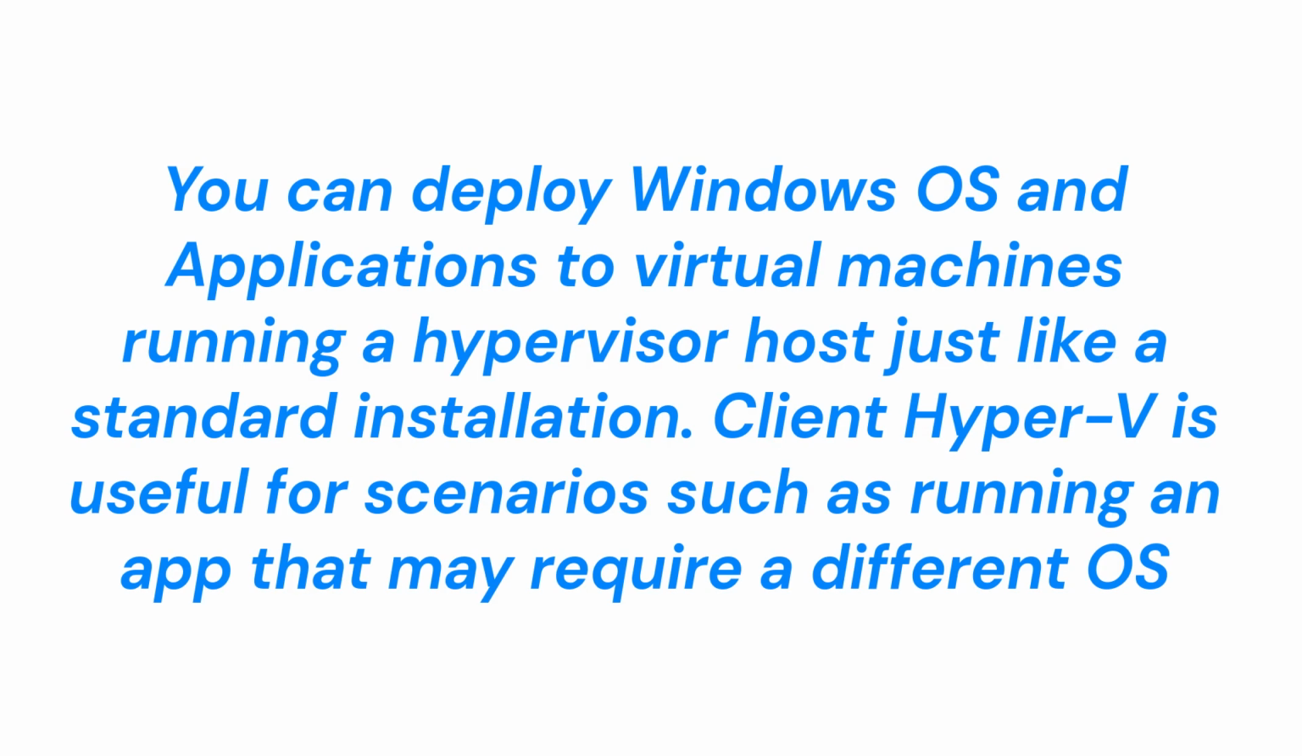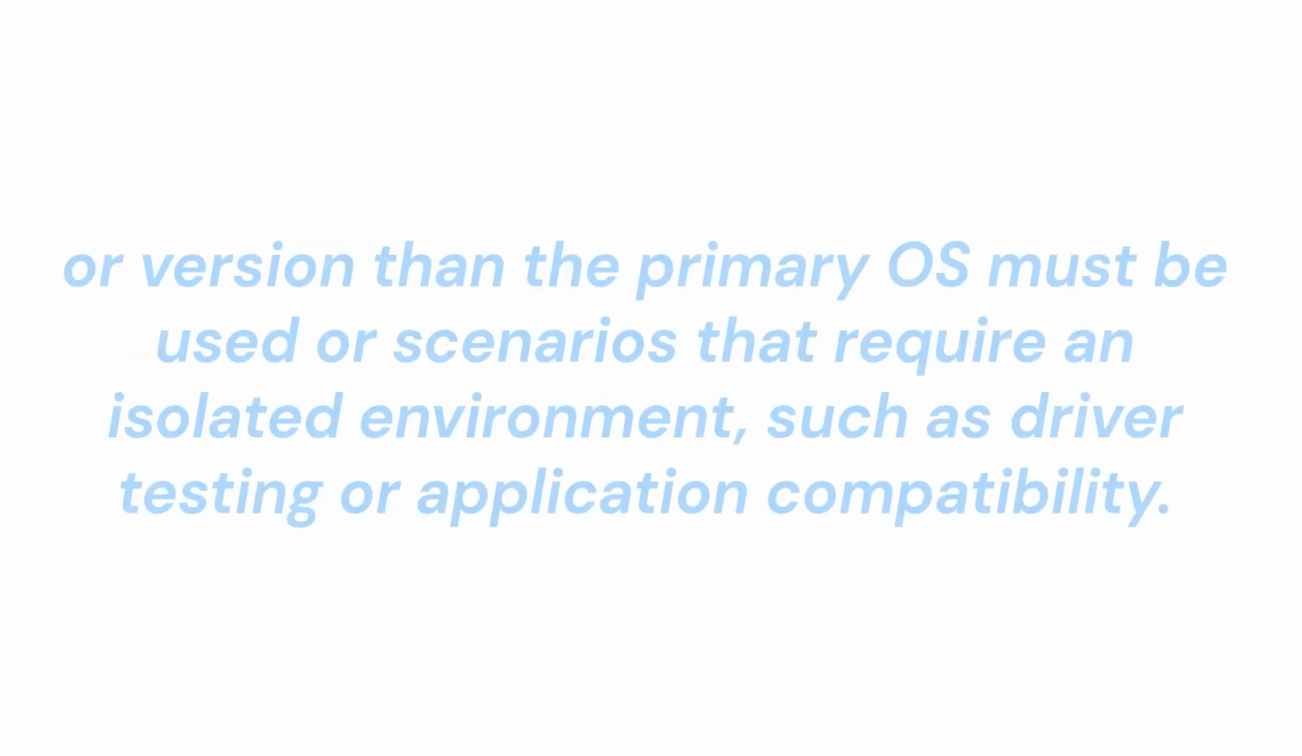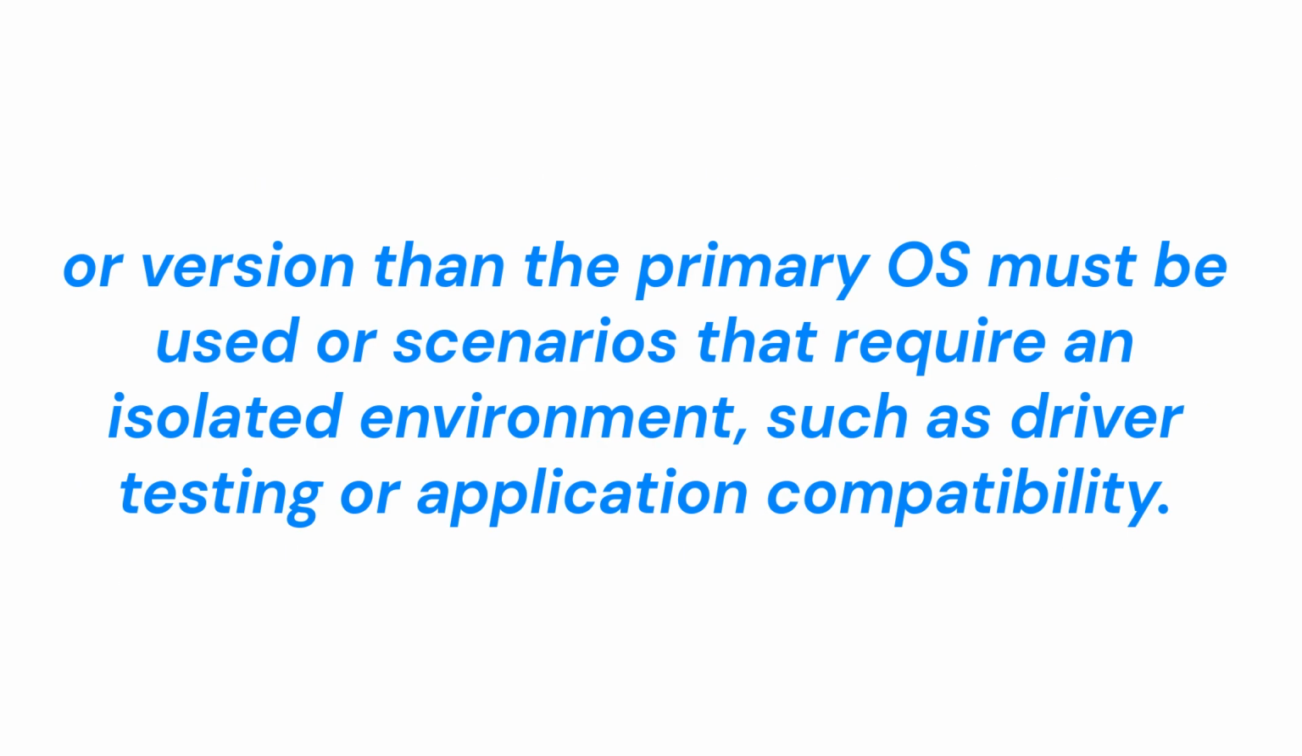The primary function of the hypervisor is to provide isolated execution environments for each virtual machine and manage access between the guest operating systems running in virtual machines and the hardware resources on the physical computer. You can deploy Windows OS and applications to virtual machines running a hypervisor host, just like a standard installation. Client Hyper-V is useful for scenarios such as running an app that may require a different OS or version than the primary OS must be used, or scenarios that require an isolated environment, such as driver testing or application compatibility.